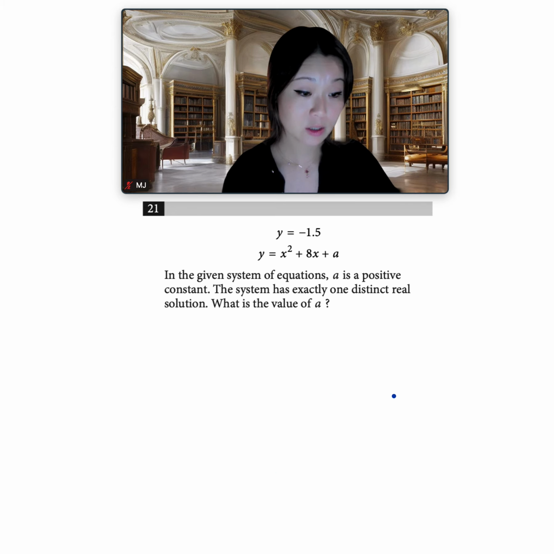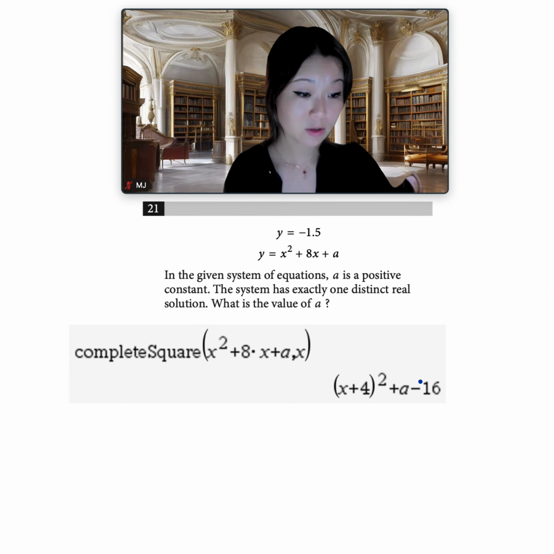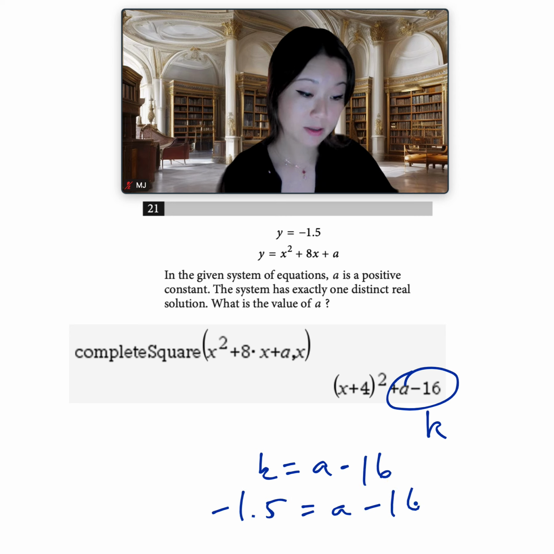The function is going to be menu 3 5, and I've already done it. It's going to look like that. Just so we don't have to go through the algebraic steps of actually completing the square. Here it's going to complete the square, telling you that k is equal to a minus 16, and k is negative 1.5, so a is just going to be that same 14.5 that we were seeing with those calculator graphical results.